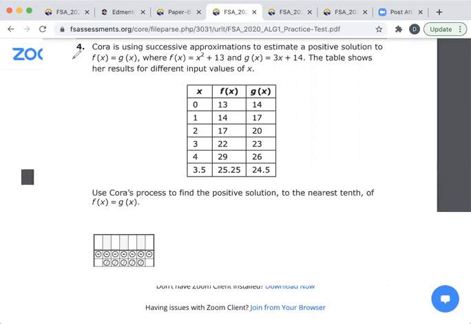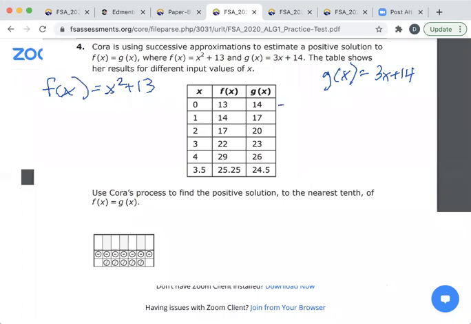So the table shows her results for different input values of x. And using this process, find the positive solution to the nearest tenth of f of x equals g of x. So if I were to put, say, f of x, and the formula is x squared plus 13, and over here, I'll just put g of x, and that's 3x plus 14. So if I look at the table, what's already done, I can see at 0, it was 13 and 14.